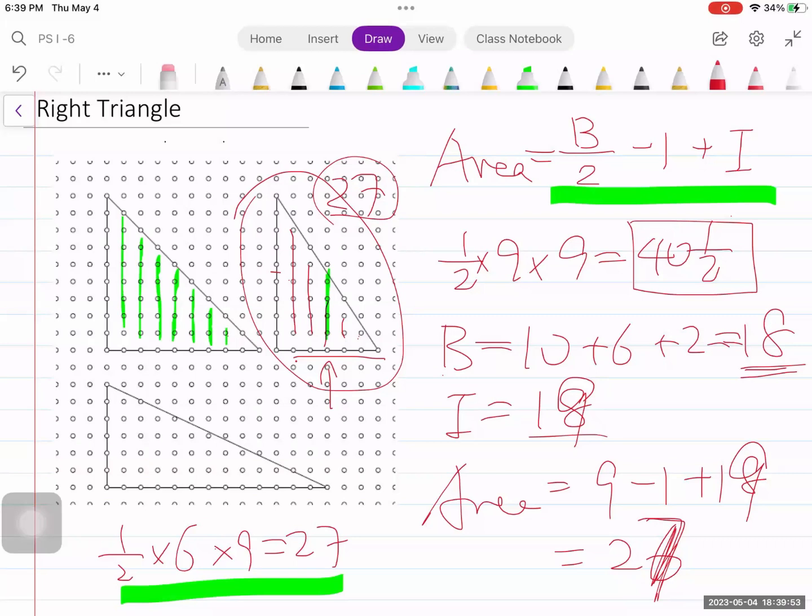But then since the height formula works, right? Since the height is 9 and the width 6, 9 times 6 divided by 2 equals 27. Oh, so yeah. So it's 27, match 27. Okay. So we found the formula actually works for a right triangle.